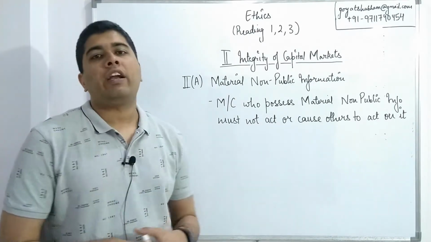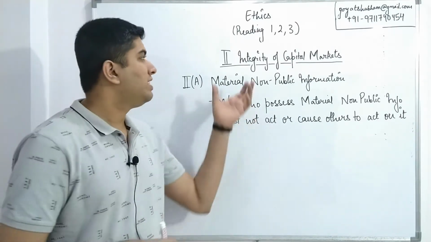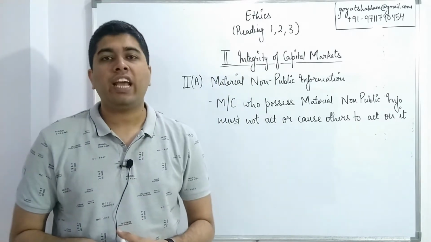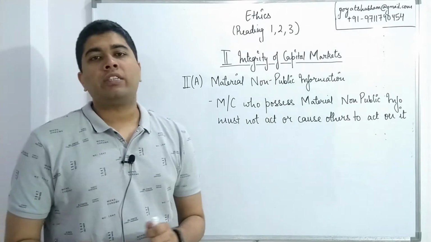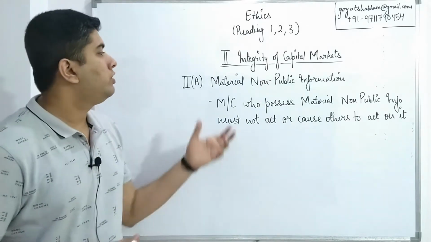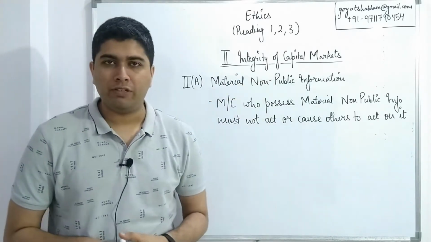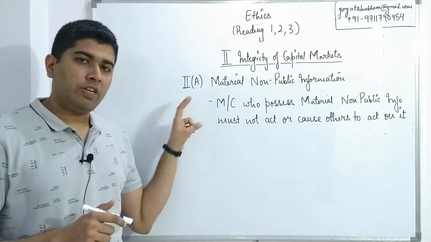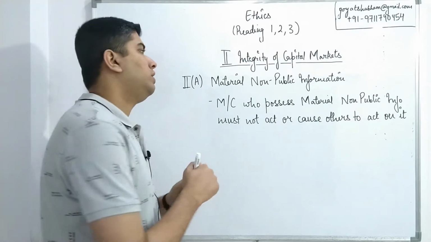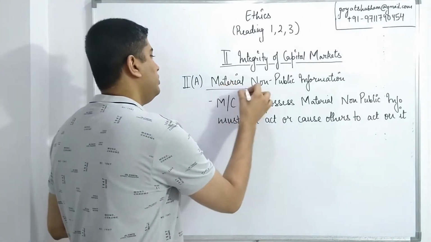So let's start right away with the next part, which is the second set of standards, integrity of capital markets. Now, integrity of capital markets has only two subparts, the first of which is material non-public information. Before we discuss the content or the language of the standard, let's quickly go over this entire terminology.